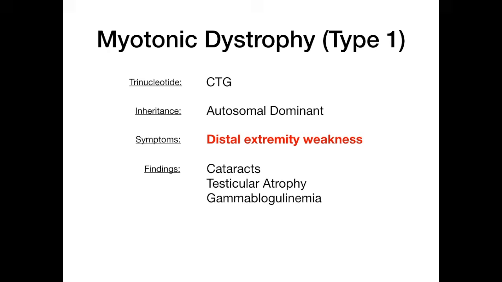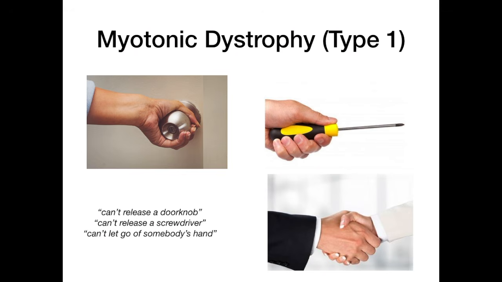And I'll tie the mnemonic into helping you remember these associated findings because they are really high yield. Now, on exams, on USMLE and COMLEX, what the test writer is probably going to do is try to clue you into the distal extremity weakness. And how they're going to do that is they're going to describe one of 3 scenarios. They're going to say that the person can't release their grip when they're opening a door, so they can't release the doorknob, that they can't release their grip when they are turning a screwdriver, and that they can't release their grip when they're engaging in a handshake with somebody.